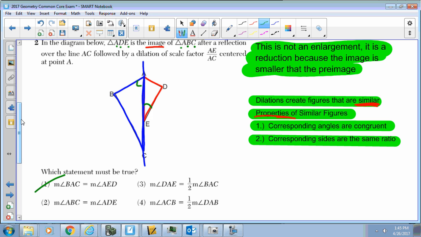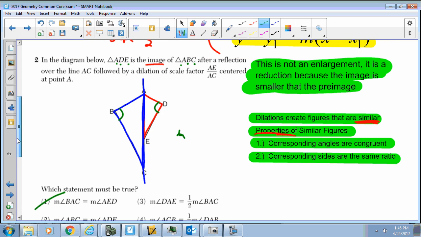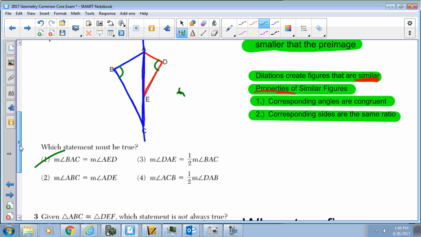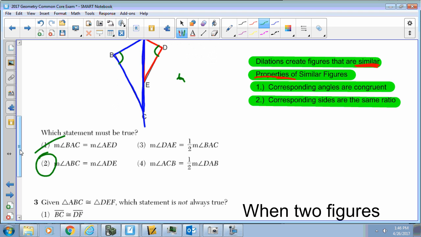All right, what about number 2? The measure of ABC. Let me go ahead and move these. Now, the measure of angle ABC, so that'd be this, and ADE. Are those corresponding? Well, always look at the letters. They'll tell you a lot. So the angles ABC and ADE, right order, that means those are corresponding. That means that those are equal. These other ones are not necessarily true. So these are not our answers.